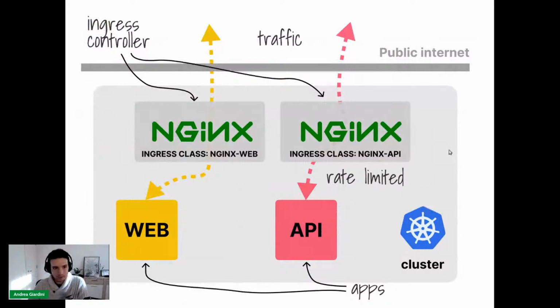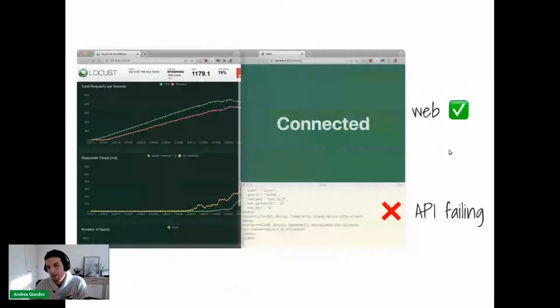What do we expect from that? We expect something like this. Since right now the two NGINX Ingress Controllers are separate, I should be able to use Locust again against my API server. And of course, the API server's Ingress NGINX will start rate limiting me, but the web application should always stay connected. This is the idea. Let's have a look at how this looks.